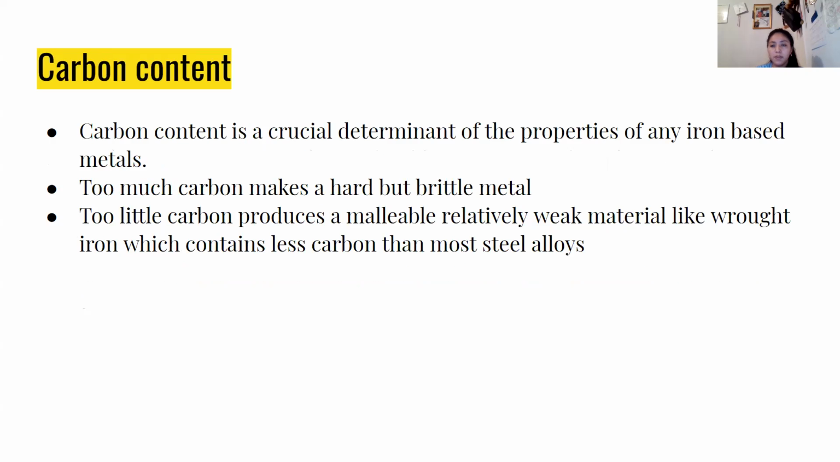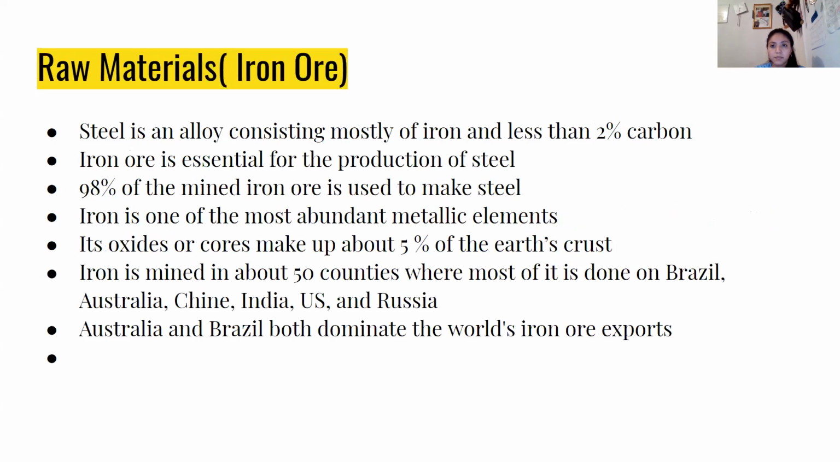Some important information on the carbon content is that if too much carbon is added, the metal will be hard and brittle. However, if there is a small amount of carbon, it will produce a very weak material, like wrought iron, which contains less carbon than most of the steels that we have. So, as already mentioned, carbon content is very crucial to the properties of iron metals.